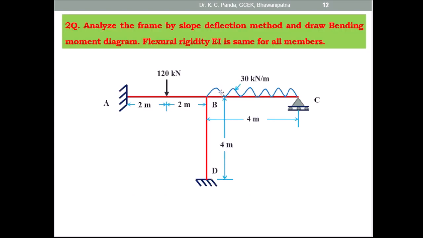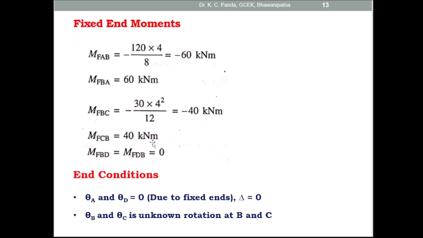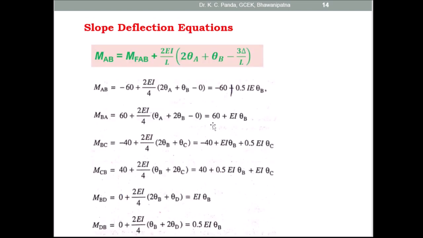Then MBC is equal to MFBC plus 2 EI by L into 2 theta B plus theta C. Here you have to consider 2 theta B, and theta C also. MFBC, as you know, is minus 40, so put this value in the expression: minus 40 plus 2 EI by 4 into 2 theta B plus theta C. After simplification, MBC is equal to minus 40 plus EI theta B plus 0.5 EI theta C.